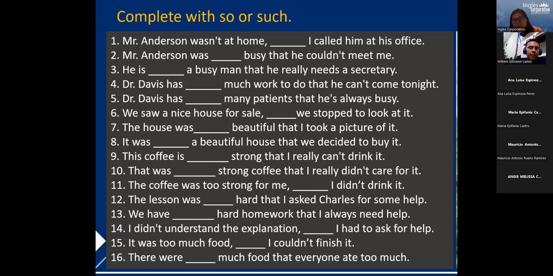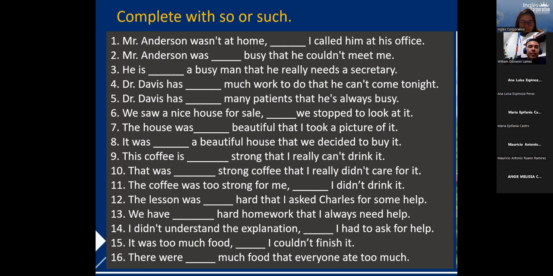Okay, 16. There were so much food that that's too much. Okay. Si gusta, podemos empezar a leer desde la primera ya los adverbios.